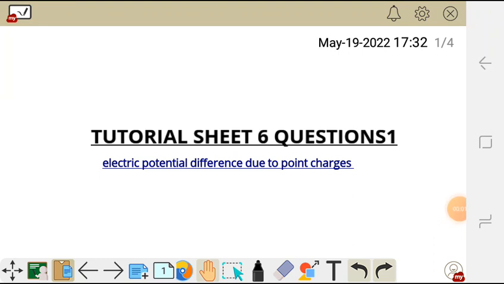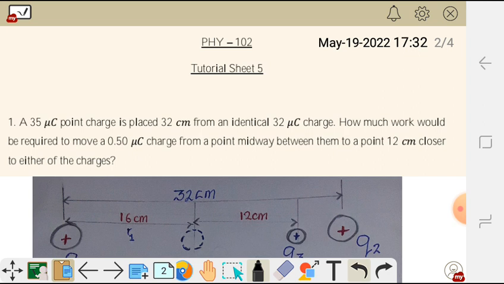At tutorial sheet 6, question 1, we have been discussing the electric potential difference due to a point charge and electric potential energy. So let's see how we can calculate or solve problems using what we have learned. So tutorial sheet 6, Physics 1 or 2.